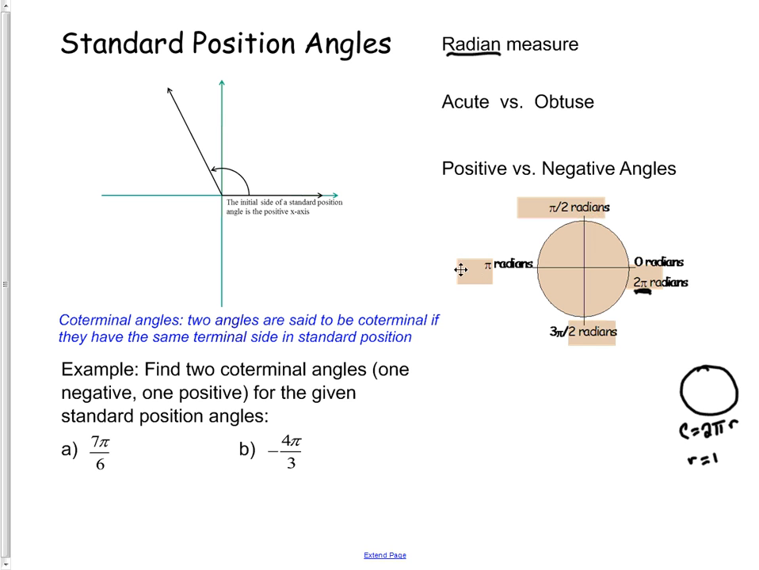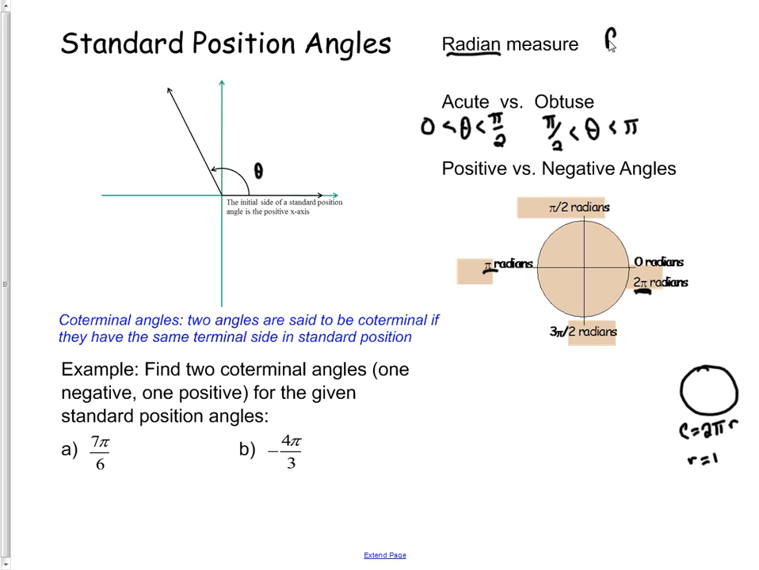If we go 1/2 of a full rotation, 1/2 of 2 pi is pi radians. That puts us there instead of 180 degrees. Pi over 2 radians is half of that. So pi over 2 defines our acute angle. In radians, if our angle is between 0 radians and pi over 2 radians, then we've got an acute angle. And if we've got an obtuse angle, it's greater than pi over 2, but less than pi radians.